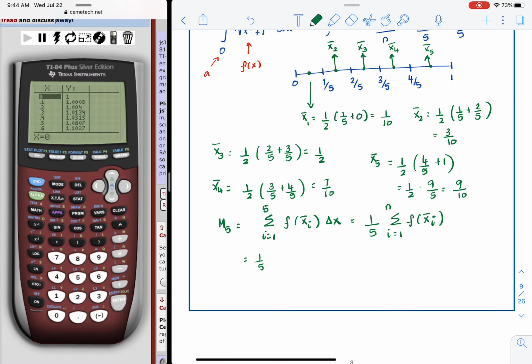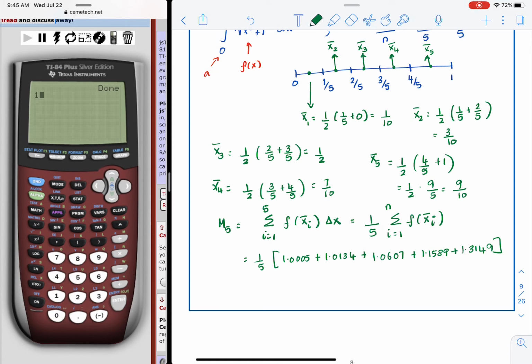So at 0.1 we have 1.0005. At 0.3 we have 1.0134. At 0.5 we have 1.0607. At 0.7 we have 1.1589, and lastly at 0.9 we have 1.3149.